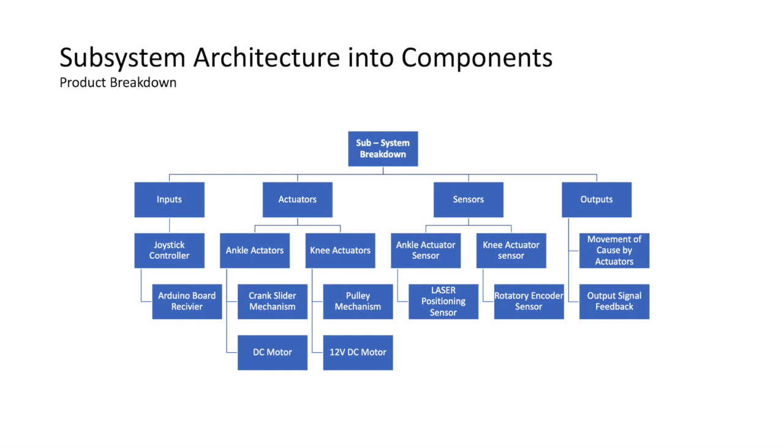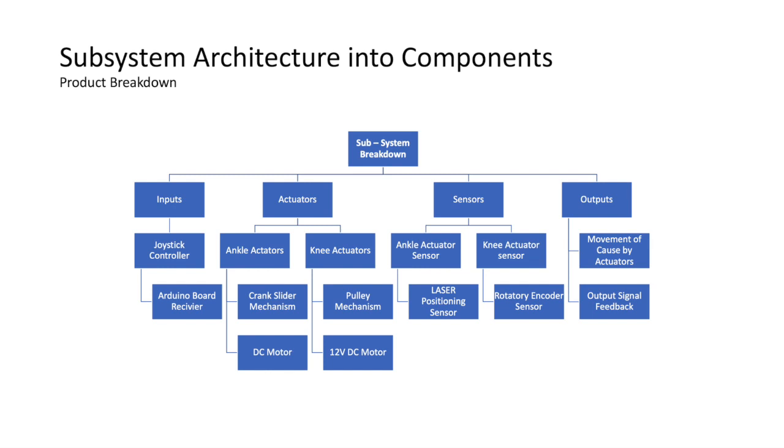We need two actuators in both systems or joints. We are considering a crank slider mechanism or DC motor with a pulley. We are also considering a pulley mechanism for the knee and a 12 volt DC motor. We also divided our sensors components into ankle sensors and knee sensors.